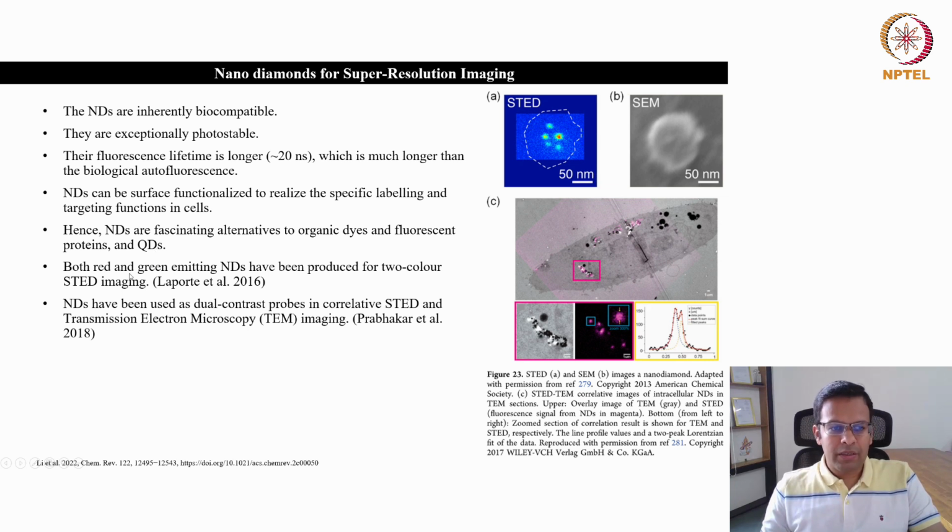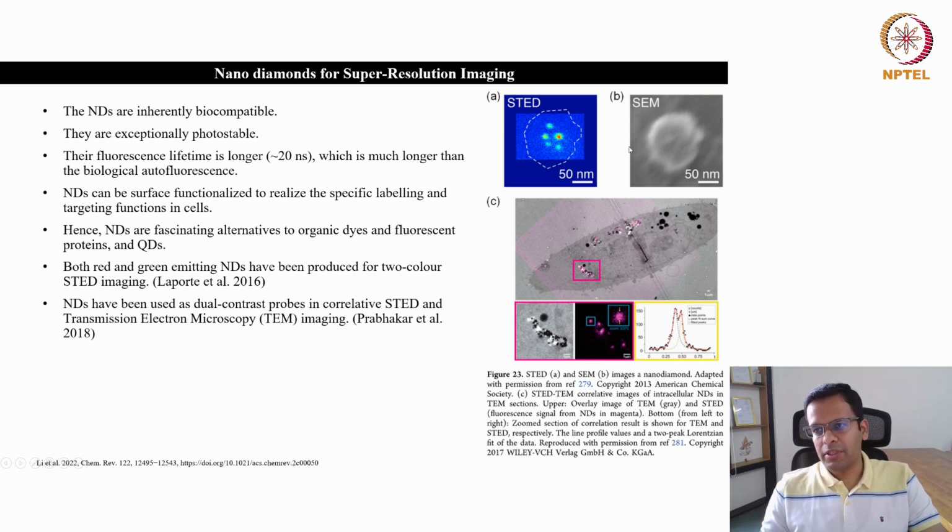They are available in both red and green emitting wavelengths, and they can be used for two-color imaging. And they have been used for two-color imaging by STED microscopy. And nanodiamonds have been used as dual contrast probes in correlative STED and transmission electron microscope imaging. So see, this is known as correlative microscopy.